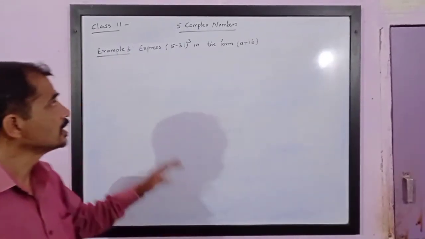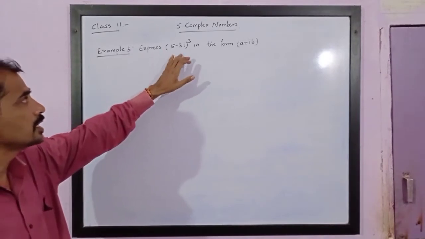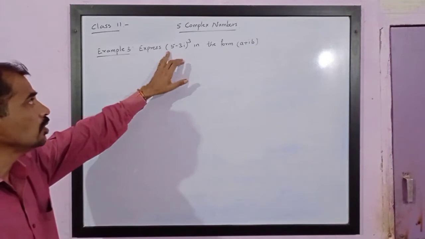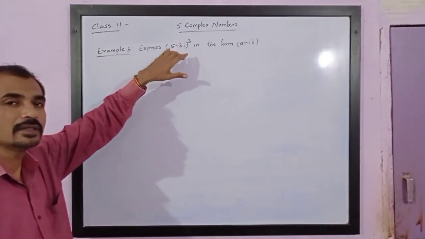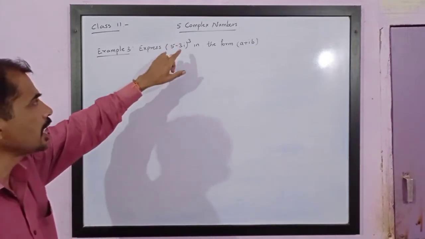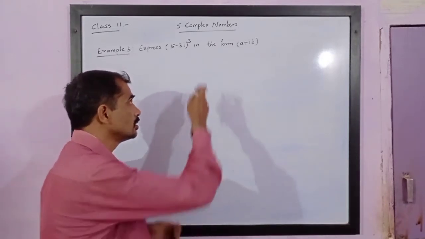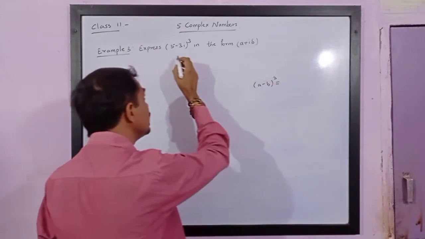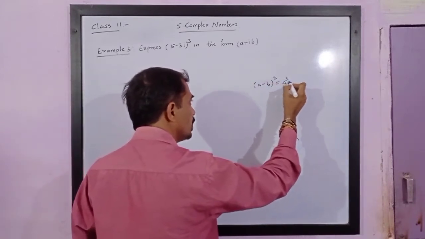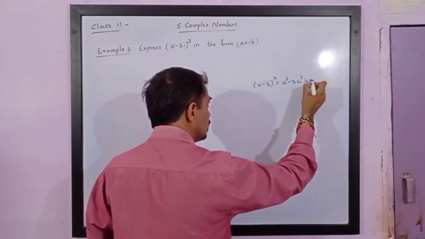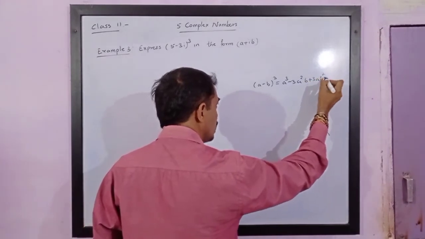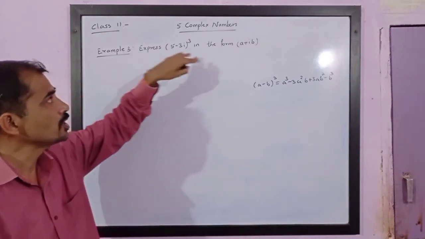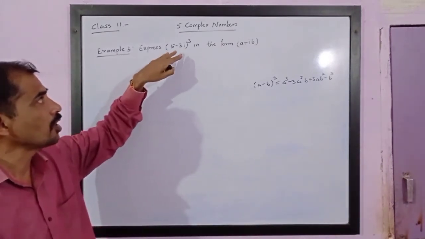Dear friends, we have the next example. Express 5 minus 3i bracket cube in the form a plus ib. Now we already know all algebraic identities are applicable for complex numbers. So for a minus b bracket cube we have the identity a cube minus 3a square b plus 3ab square minus b cube. This is what we have studied in our algebra. The same identity is applicable for complex numbers.